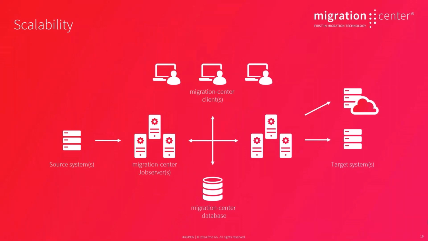Migration Center is also very scalable. Depending on the size of your migration, usually you will have one database, but if needed, you can have multiple clients that can connect to this database, and most importantly, one or more job servers. The job server is the component that actually runs the scanning or the importing. On a small project, one job server can be enough to both scan and import, but depending on the size of your project, you can have dedicated job servers that only scan or only import, or even only import to certain repositories, sites, depending on your system.